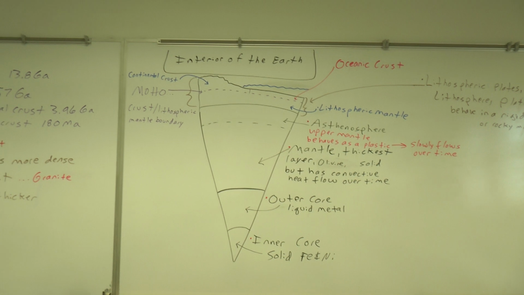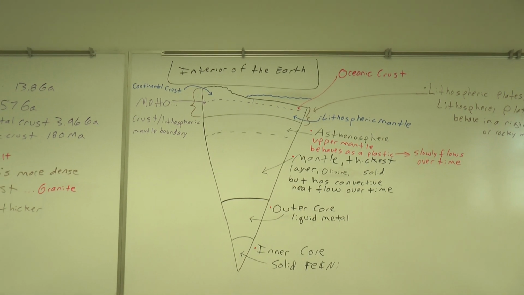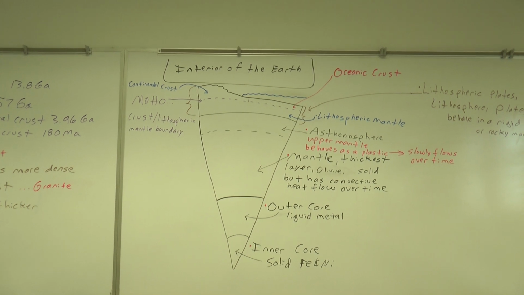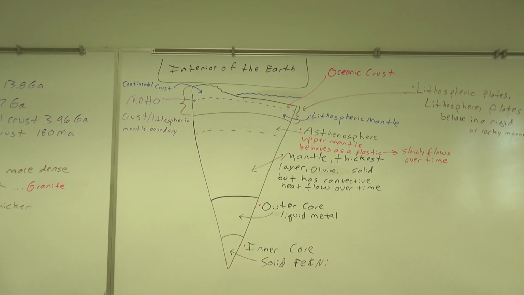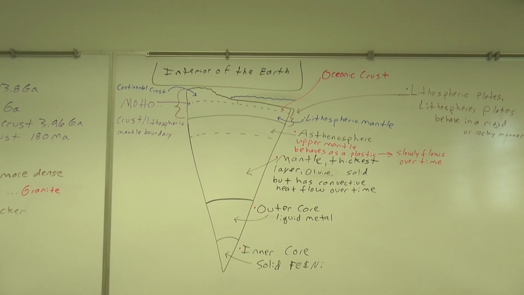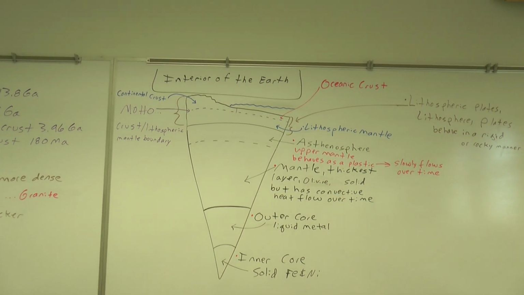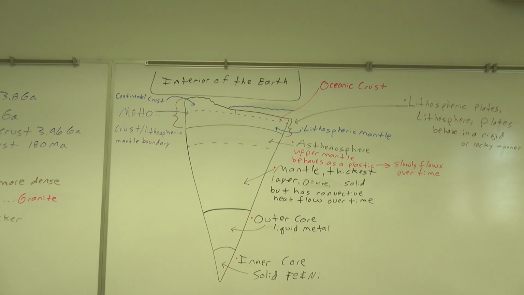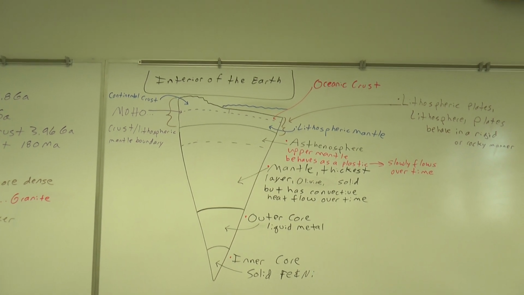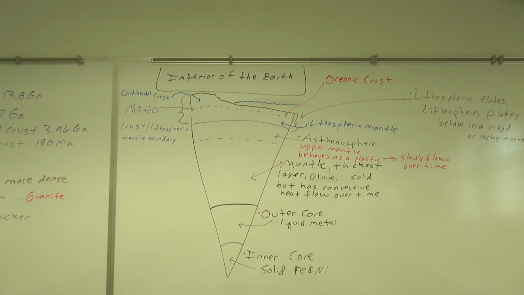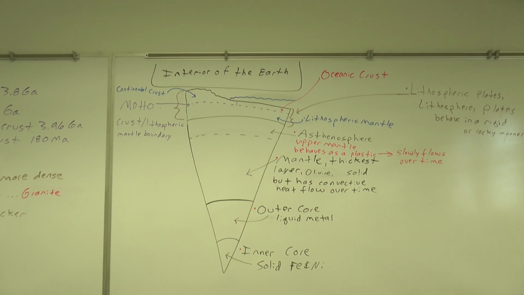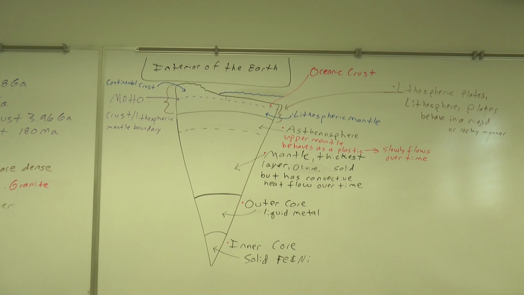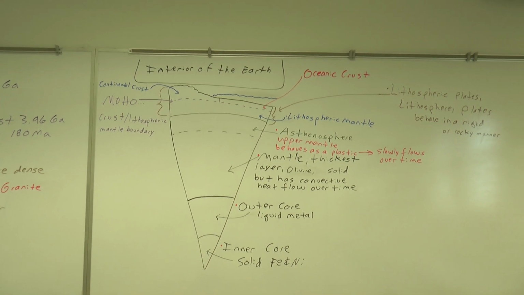So above the asthenosphere, we find the plates, lithospheric plates. Now the plates consist of two different parts. On the top we have the crust, and on the bottom of the plate, the thicker portion of the plate, we're going to refer to that as the lithospheric mantle. So that purple dashed line in there is called the MOHO, and again that is the crust/lithospheric mantle boundary.